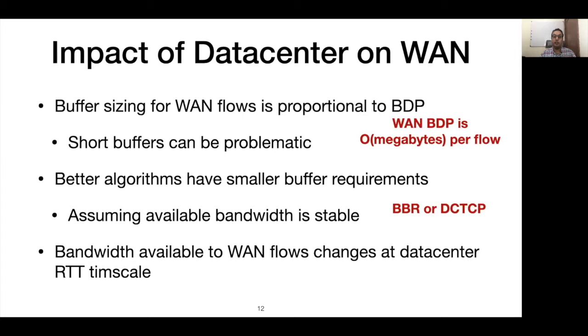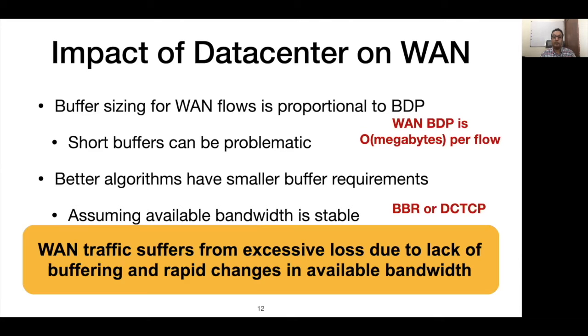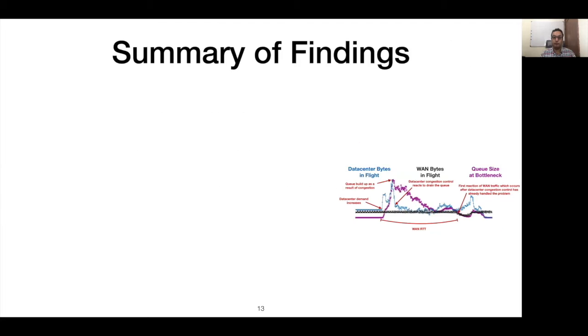In particular, the bandwidth demand of data center traffic changes at data center RTT timescale. This means that the bandwidth available to a WAN flow changes hundreds of times within a single WAN RTT. This means that WAN traffic will suffer from excessive loss due to the lack of buffering and the rapid changes in available bandwidth at the bottleneck.